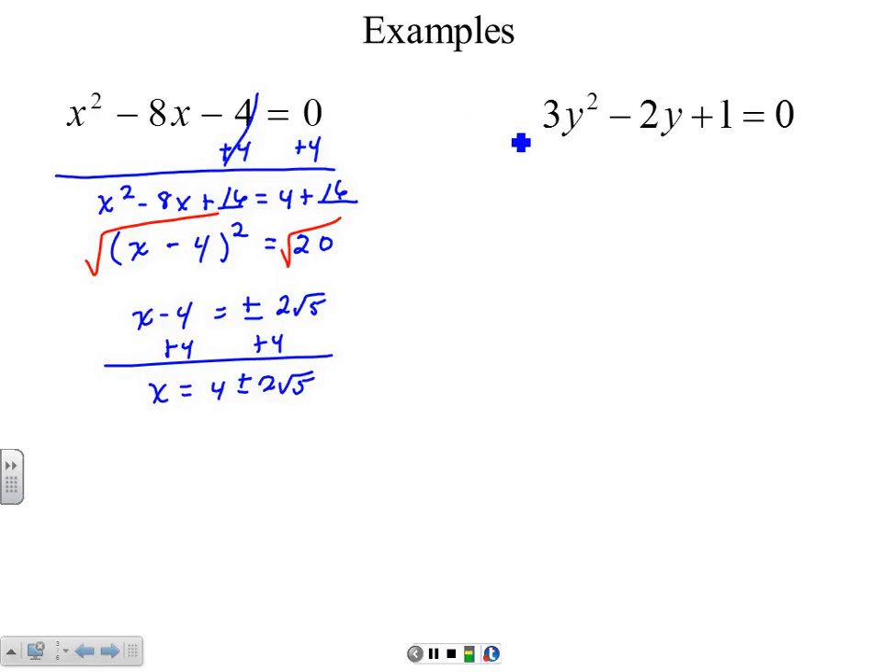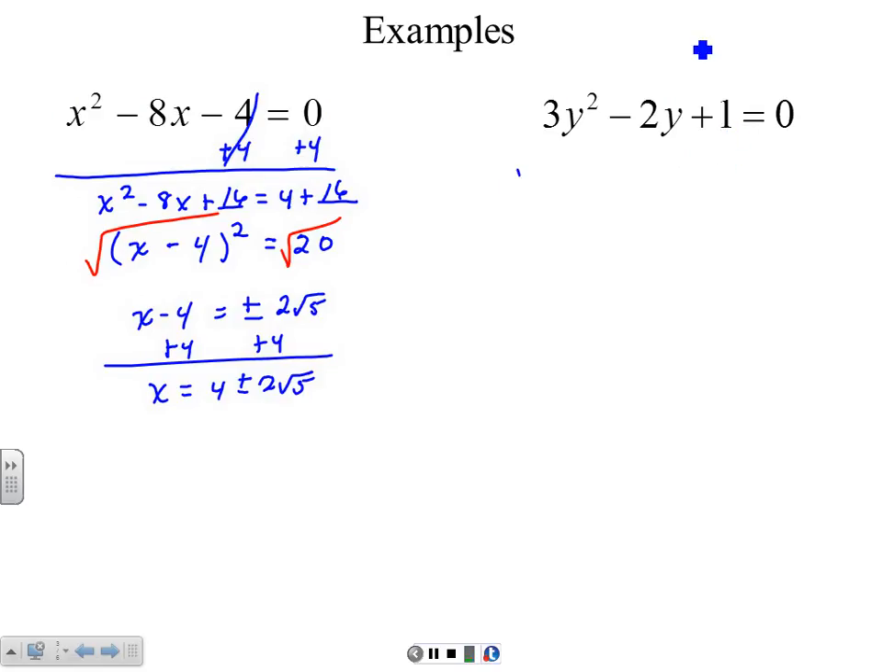Alright, this next one, my leading coefficient's not 1. I can factor it, but I'm not going to. I think it is factorable, but again, I'm not going to do that because a lot of people don't like to factor. So I think I'm going to use the quadratic formula on this one.